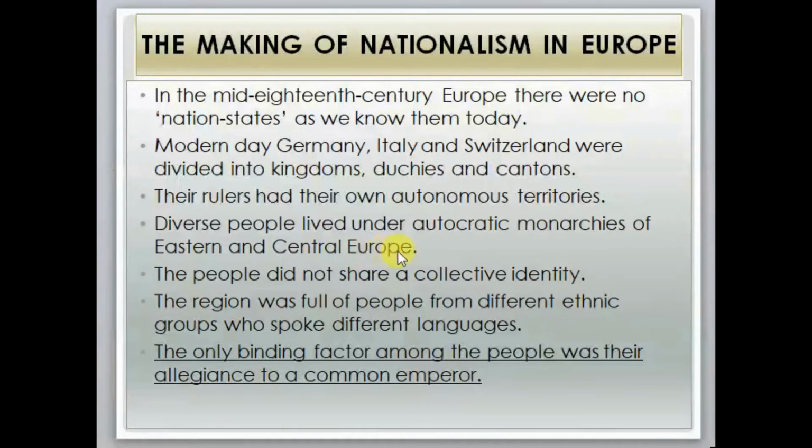Eastern and Central Europe were under autocratic monarchies, and diverse people lived within the territories. They had no sense of collective identity or a common culture. There were different language speaking groups and different ethnic groups in this region. Ethnic groups means a community or population who share a common cultural background.